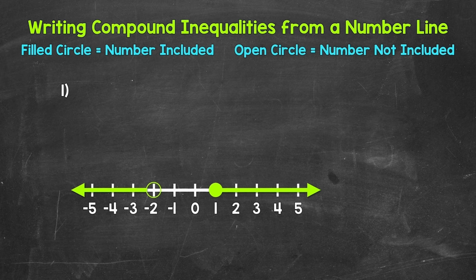Now, the first thing that we need to determine when writing a compound inequality from a number line is if it's an or or and compound inequality. Well, we can see that we have two separate inequalities graphed here with that gap in the middle, and the arrows are going in opposite directions. So this is going to be an or compound inequality. We can clearly see we have two inequalities here. We have this inequality or this inequality. Now, taking a look at the inequality on the left, we have an open circle at -2.